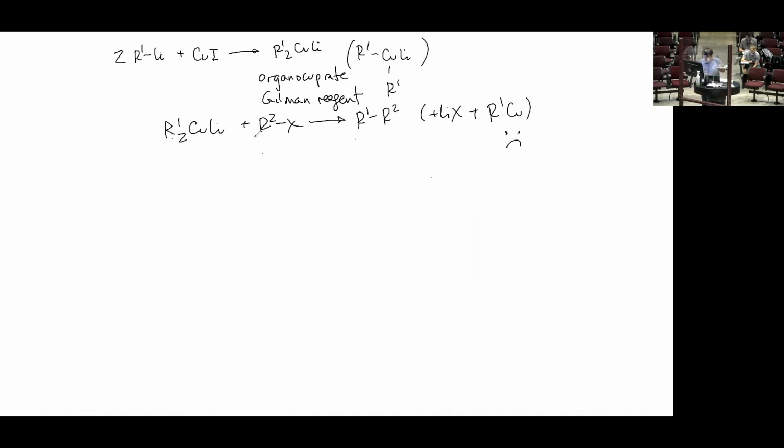So let's look at an example of this. Let's say that we had this organolithium. Either we're given it or we made it by starting with the corresponding alkyl halide. We'll take two of these and we'll react it with copper(I) iodide. And I would expect that we would get two of these attached to copper and also a lithium. Let me write that again and make it neater.